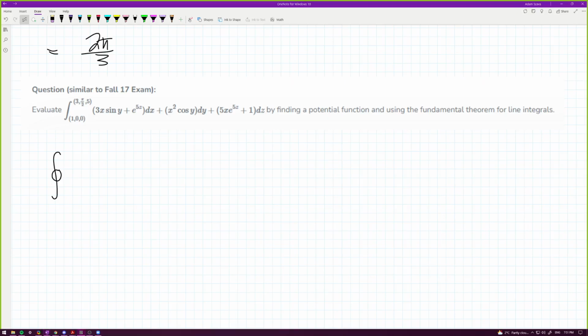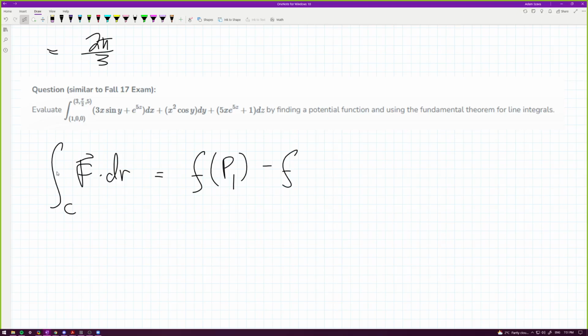Let me just find it quickly. This fundamental theorem of line integrals is saying that if I have a line integral over C of some vector field F dot dr, then that's equal to f of the endpoint minus f of the starting point. But what's this f?